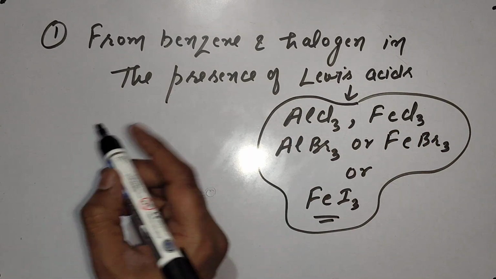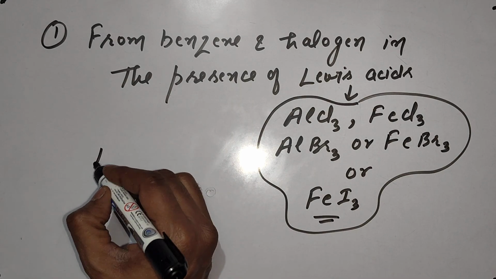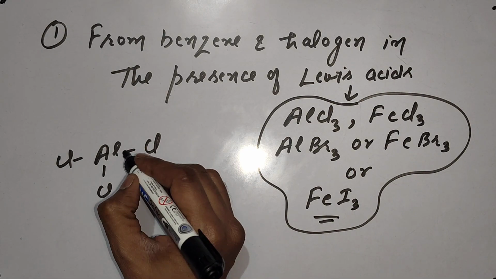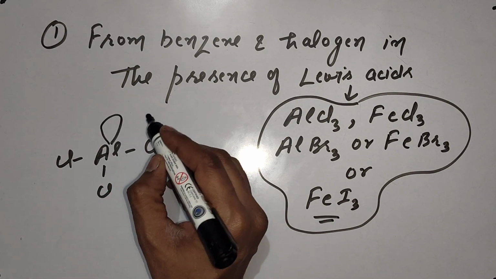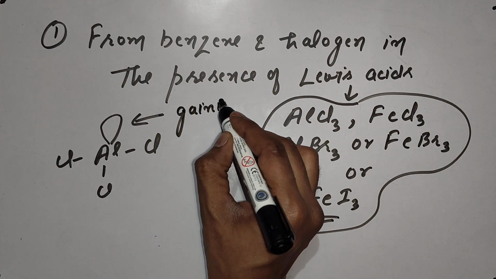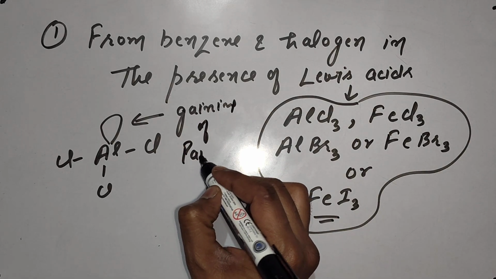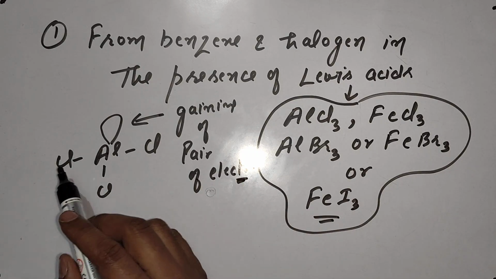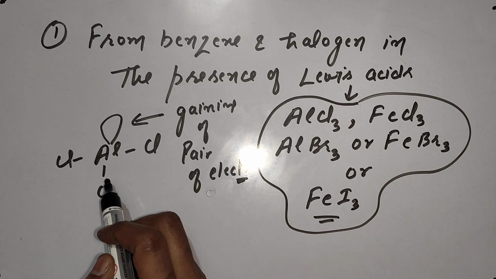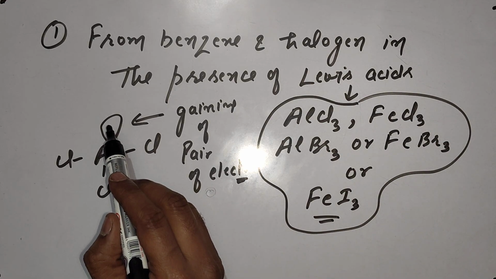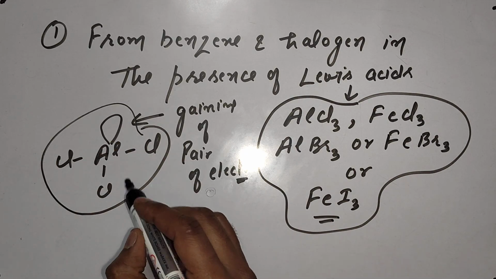First, let's discuss what Lewis acids are. Those molecules in which the central atom has a vacant orbital for gaining a pair of electrons. Like AlCl3, aluminium is making 3 covalent bonds with chlorine. In this condition, aluminium will have a vacant orbital on it. In this vacant orbital, it can gain a pair of electrons. So this whole molecule works as a Lewis acid.